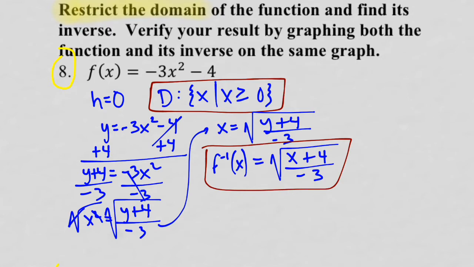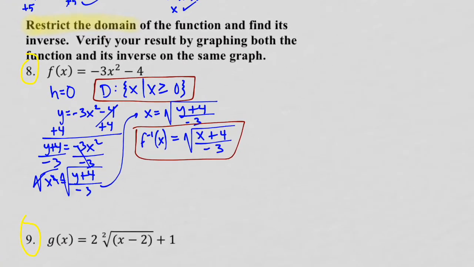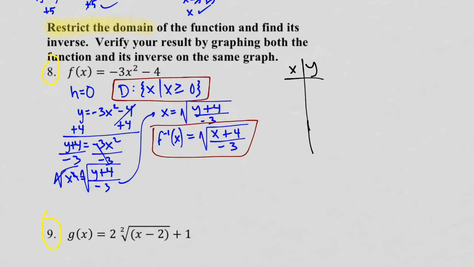It says graph both the function and its inverse on the same graph. That's what I'm going to do real quick. Graph them both on the same graph. So I'm going to graph this one first, and then what I'm going to do is just reverse the points to graph the other one. So here we go. For this one right here, my table is going to look like this. X and Y. I'm going to use transformations to graph it.